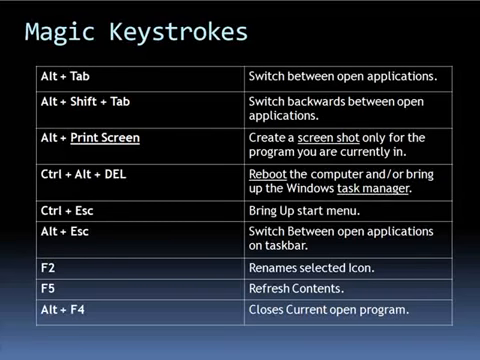Control Alt Delete is also known as the three-finger salute. Basically, it'll reboot the computer or bring up the Windows Task Manager. And from the Windows Task Manager, you can stop a process if your computer hangs or it's not responding. Control Escape brings up the Start menu. Alt Escape switches between open applications. F2 renames a selected icon or selected file. F5 refreshes the page. If you're in Internet Explorer or you're using something else and it's not showing the changes you made, try F5. Alt F4 closes the current open program.